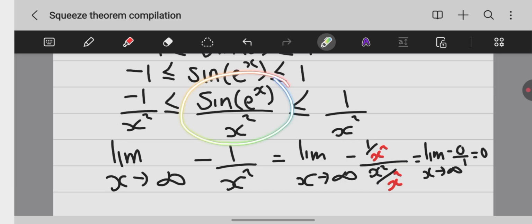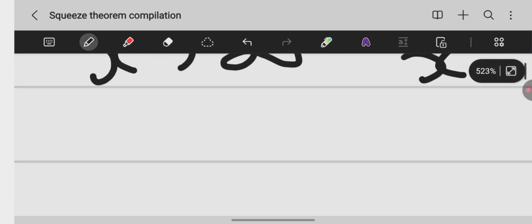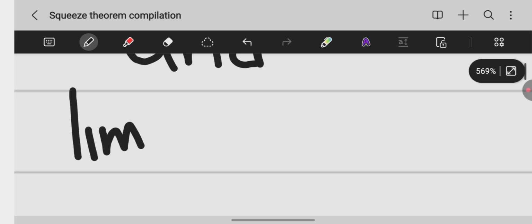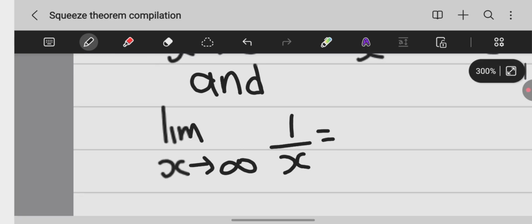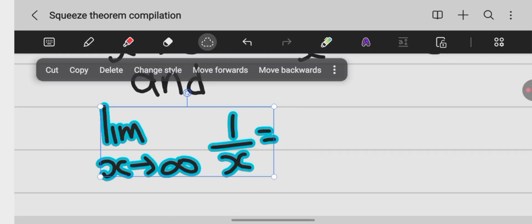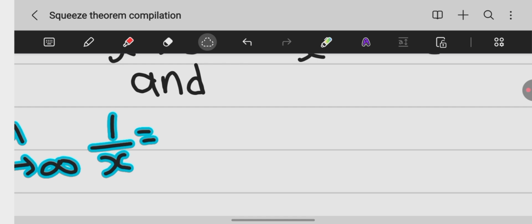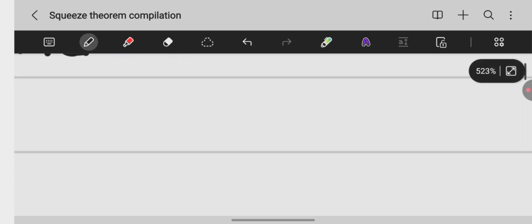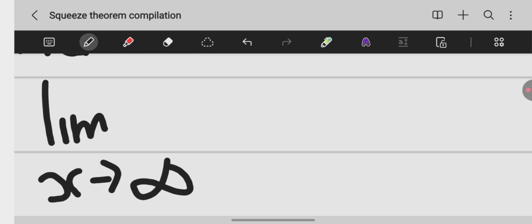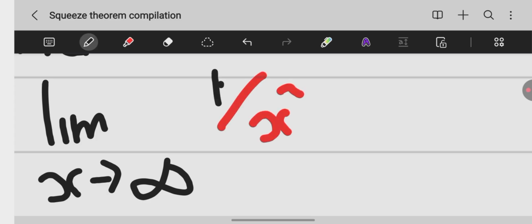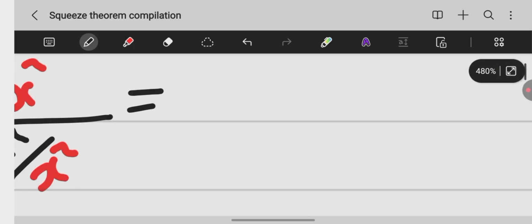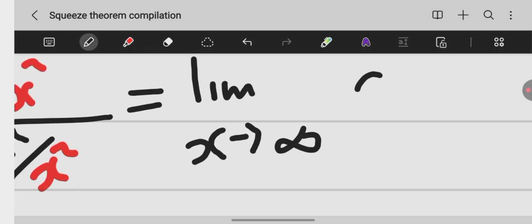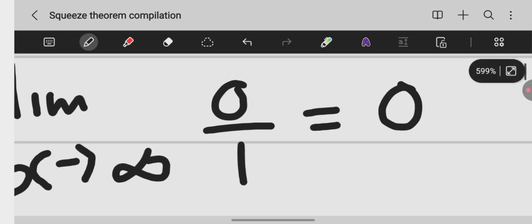And by default, the limit as x approaches infinity of sin(e^x) over x squared would also be equal to 0. So I'm just going to write the limit as x approaches infinity of 1 over x squared. Actually, I just want to move this a little bit to the left. So this is the same as the limit as x approaches infinity of 1 over x squared over x squared over x squared. And I hope you can see that we would have the limit as x approaches infinity of 0 over 1, which is basically 0, right?